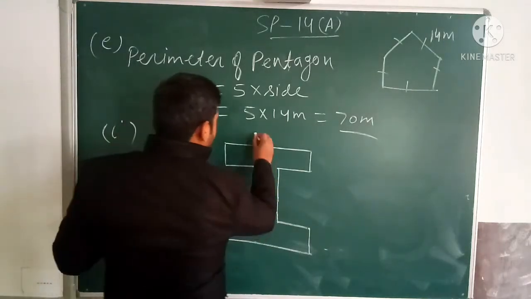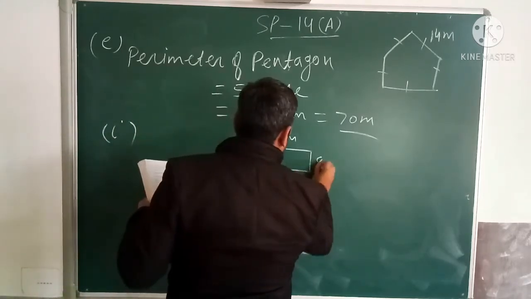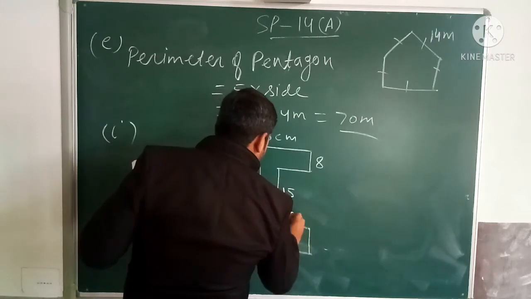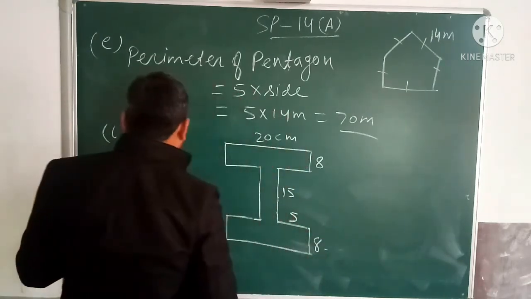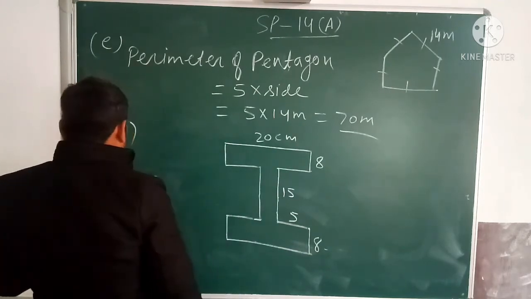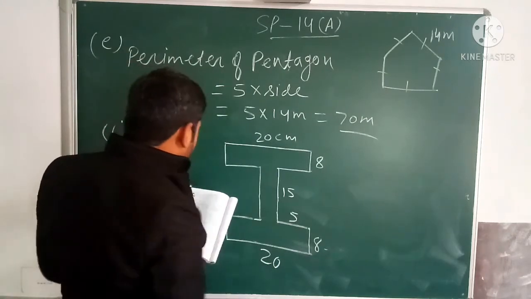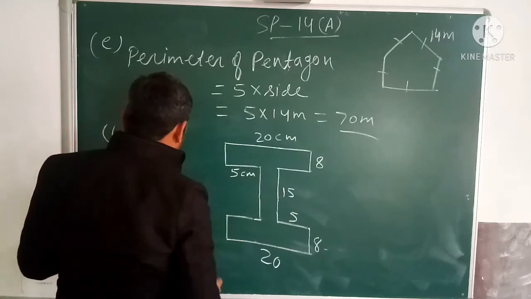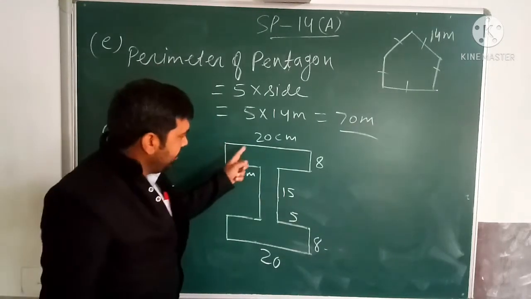So this is an I-shaped figure. So boundary length is given here 20 centimeter. So calculate, add all these boundary lengths. This is 8 centimeter. So this is 15 centimeter. This is 5 centimeter. This is 8 centimeter. Okay, and that is 20 centimeter here also. So add all the boundary lengths. That is also 5 centimeter. Each side is given. So to calculate the perimeter, what do you have to do? Add all the boundaries there.